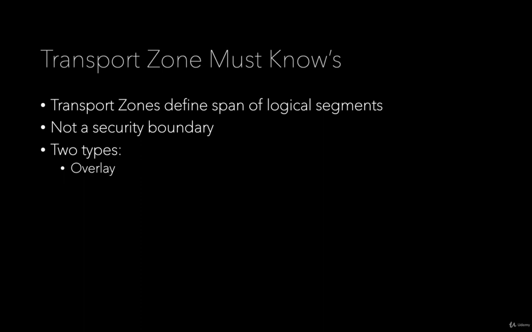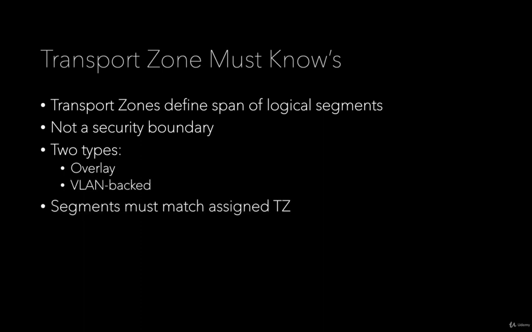There are two types: the overlay type and the VLAN backed. Now remember that they have to agree. So I can't create, say, an overlay network and assign it to a VLAN transport zone. That just won't work. It'll give me an error. The two have to be consistent, and that's why there is an overlay and a VLAN transport zone by default. So you have one of each, and you can create as many as you need. Very simple to do, and we'll have a video dedicated to actually starting that from scratch.